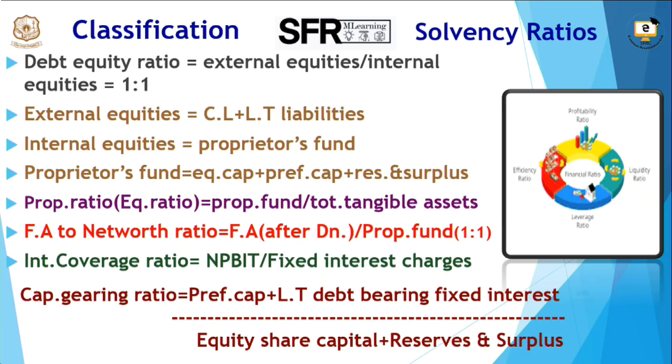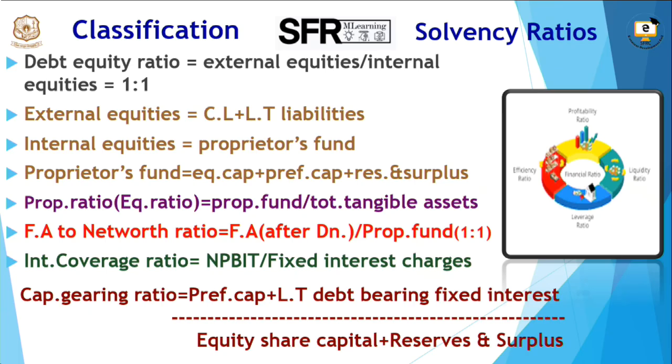So it studies the relationship between external equities and internal equities. External equity means current liabilities plus long-term liabilities. Internal equity means proprietor's fund only. Proprietor's fund means equity capital, preference share capital, reserves and surplus. These three only come under proprietor's or shareholders' fund.